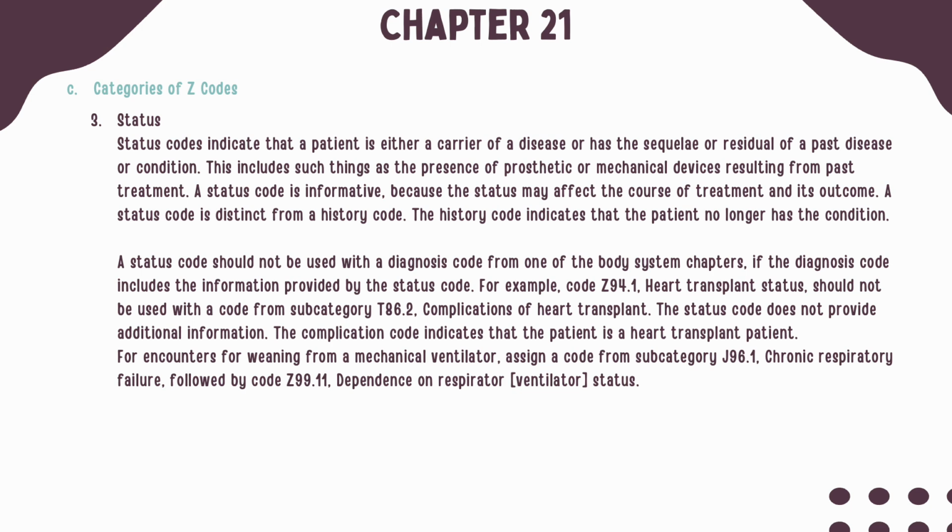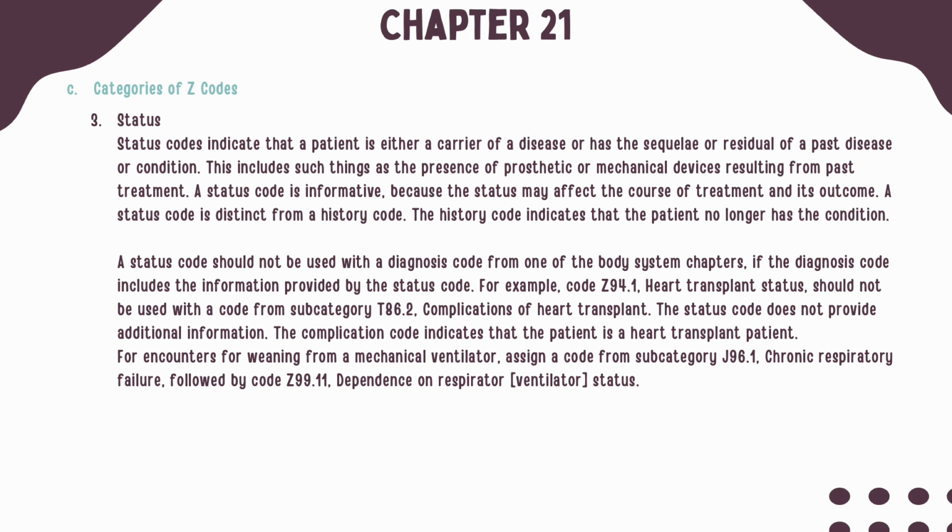Status codes and history codes are different. Status codes will indicate the presence of something, where a history code indicates that the patient no longer has a condition. If a diagnosis code from chapters 1 through 20 includes information that is provided by a status code, the status code should not be assigned. For example, code Z94.1 for heart transplant status should not be assigned with a code from subcategory T86.2 for the complication of a heart transplant. The status code does not provide additional details since the complication code indicates the patient has had a heart transplant.